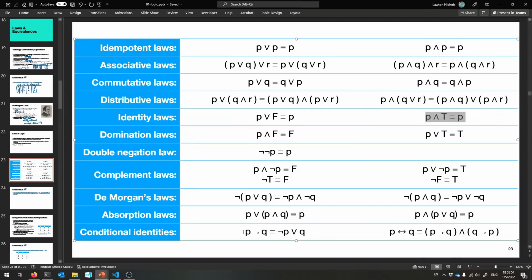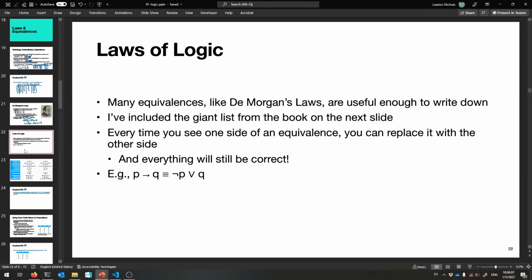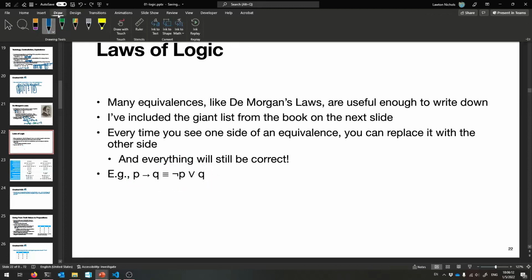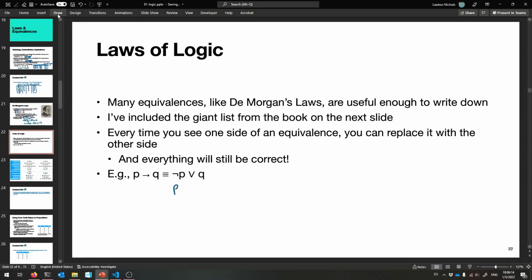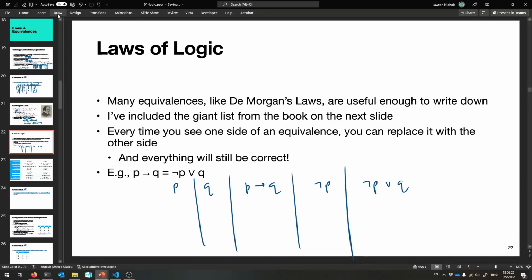And what I'd like to show you is, let's prove that this law is true. This conditional identity is true. If P then Q is equivalent to not P or Q, in fact. It's weird to think about, but it is true. So let me show you that. Let's prove this particular equivalence, just to show you we're not lying to you. P, Q, let's do if P then Q, and then not P, and then not P or Q. This is a very useful equivalence to know.